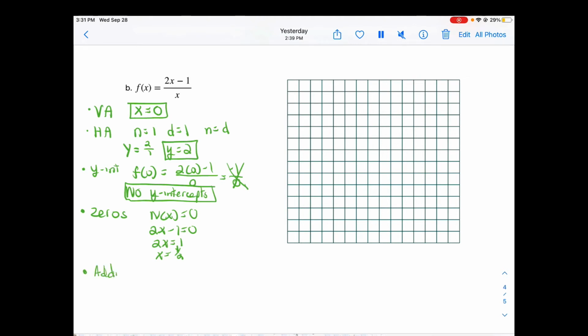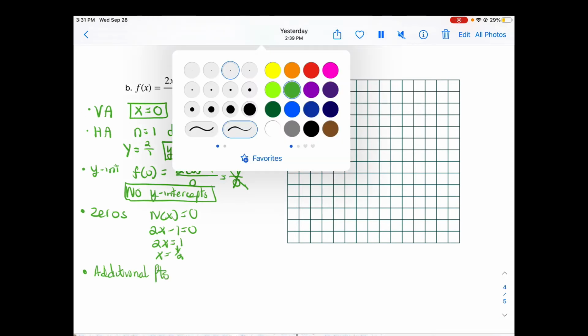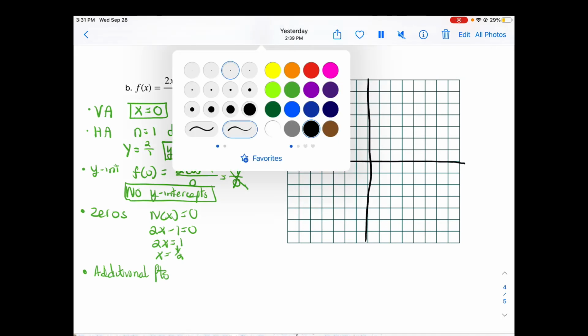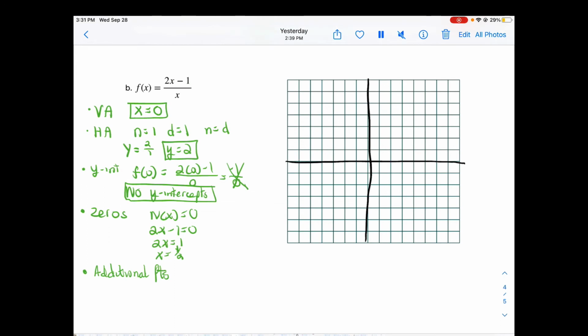Now I need to figure out additional points. So to figure out additional points, I'm going to go to my graph and plot the data I have so far. So I have a vertical asymptote at x equals 0. So that's my y-axis. So again, draw it really thick so I can see it. Dashed lines for all asymptotes. And then I have a horizontal asymptote at y equals 2. No y-intercept, that makes sense because it's an asymptote. And a 0 at 1/2.